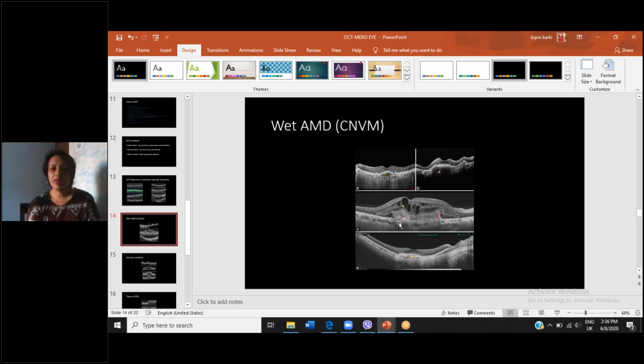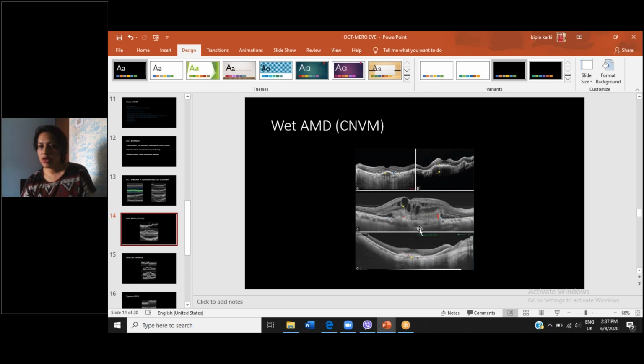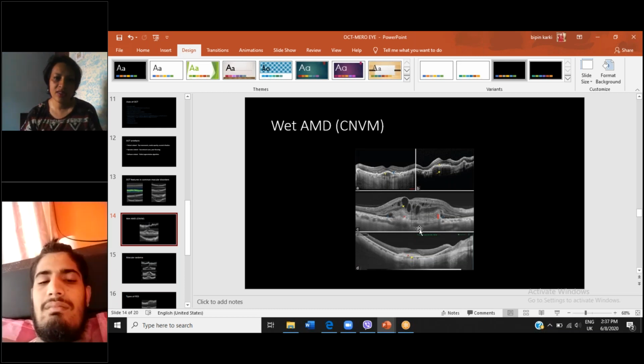And there is deposition of the fluid, and then the exudates and all that are deposited there. And there's this dark area. This is the subretinal fluid. These are the biomarkers, the hallmarks of wet macular degeneration. And this is how we decide whether or not to treat these conditions.